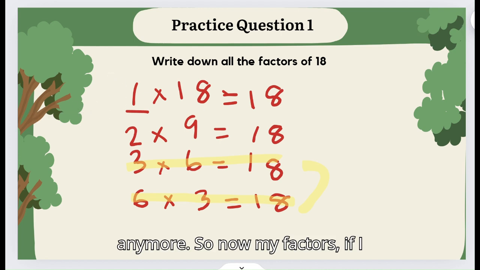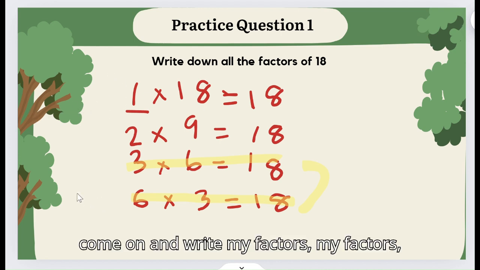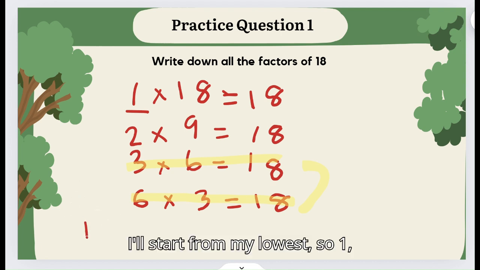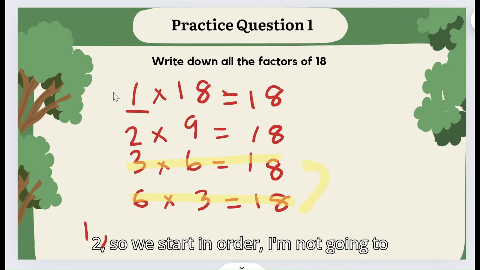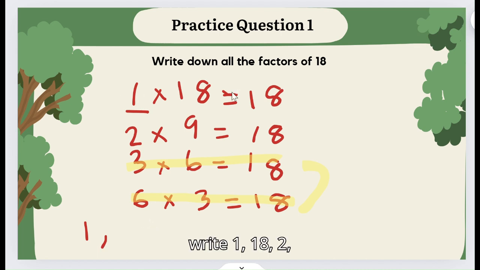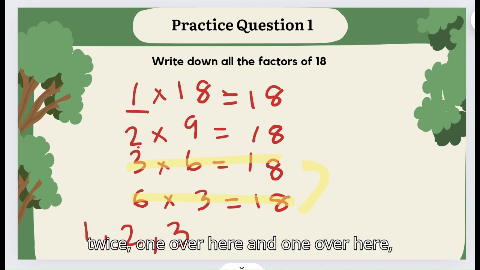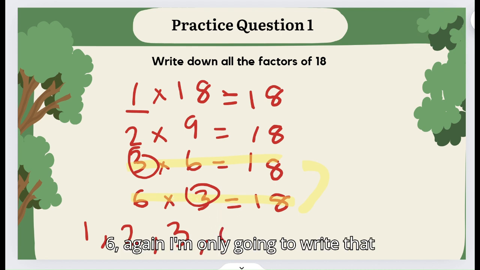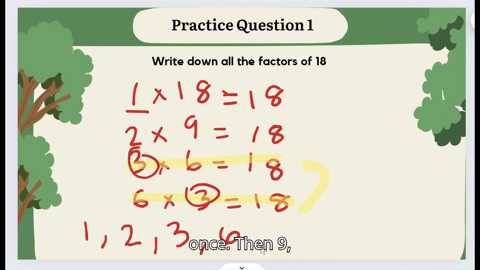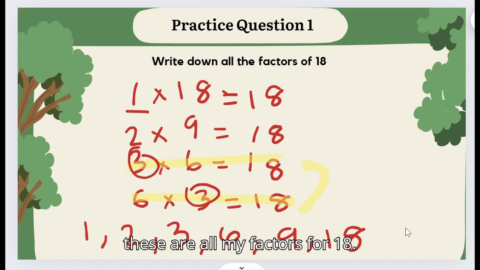So now if I write my factors, I'll start from my lowest. So 1, 2. So we start in order. I'm not going to write 1, 18, 2, 9. I'll write in order. So 1, 2, 3. I have 3 twice, one over here and one over here, but I'll only write it once. Then 6, again I'm only going to write that once. Then 9, and then 18. So these are all my factors for 18.